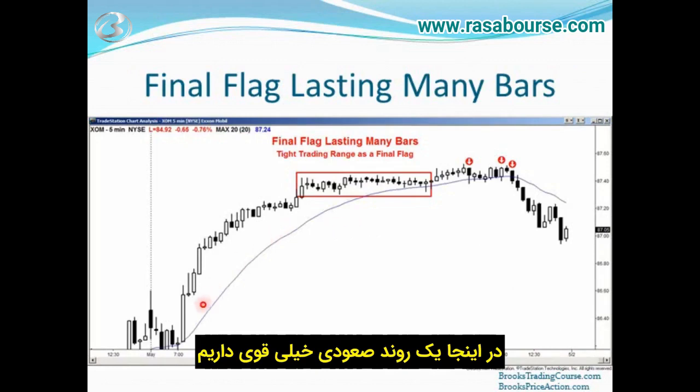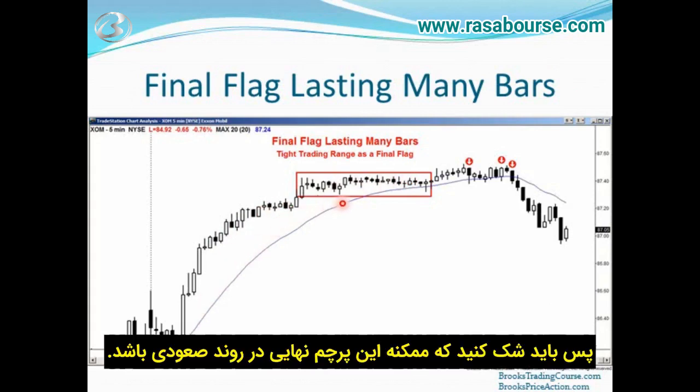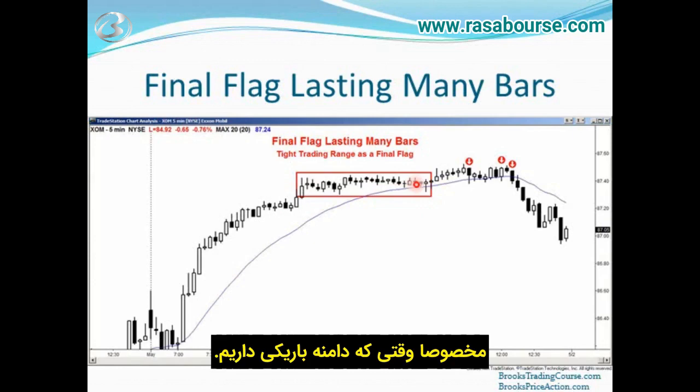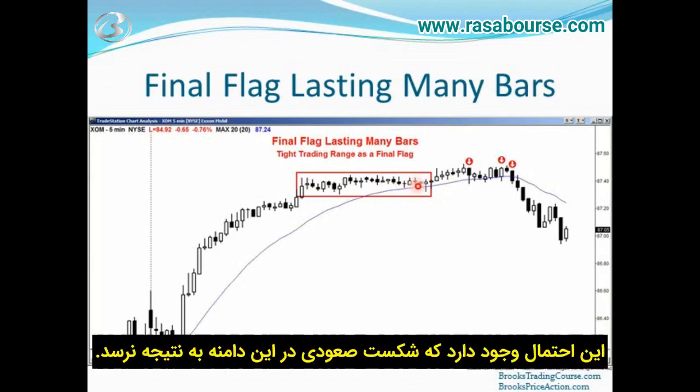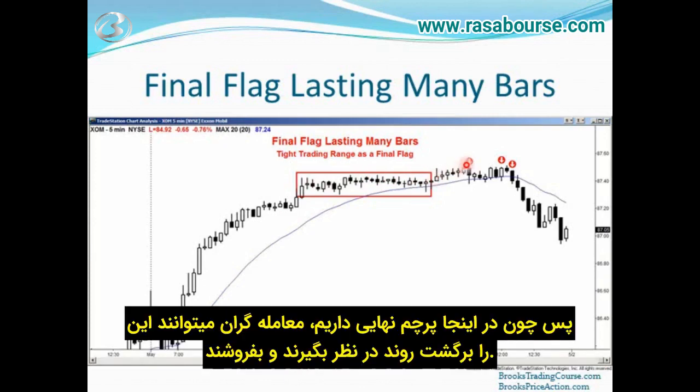Here we have a very strong bull trend, channel, and then a very tight trading range occurring after the market had rallied 30, 40 bars or so. So you have to suspect that it could be the final flag in the bull trend. Also, most trading range breakouts fail, and especially tight trading range breakouts. So chances are the bull breakout from this tight trading range will fail. So traders can short this as a final flag reversal.